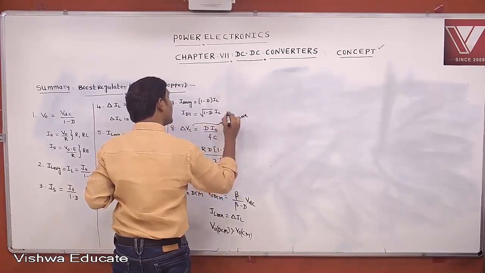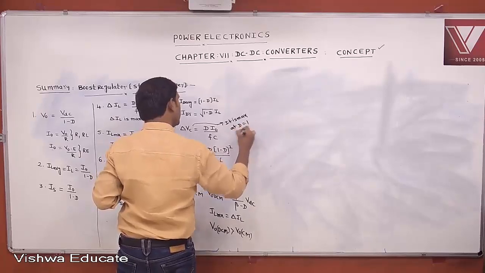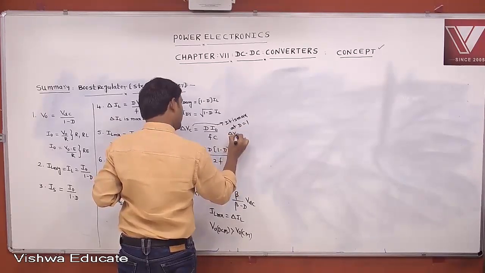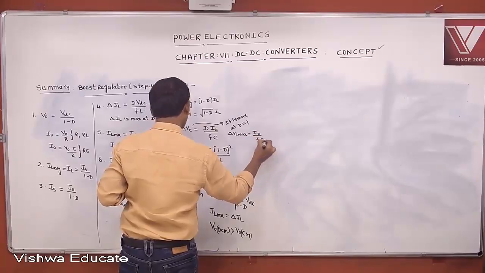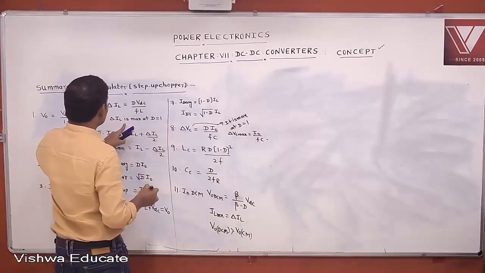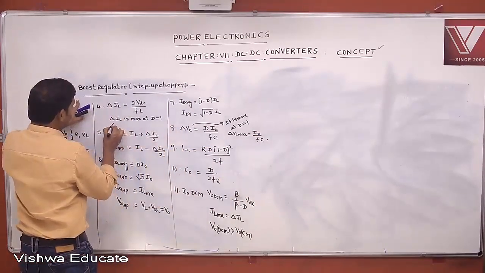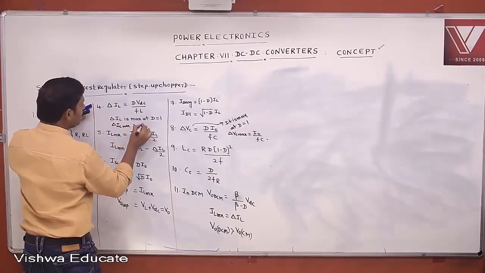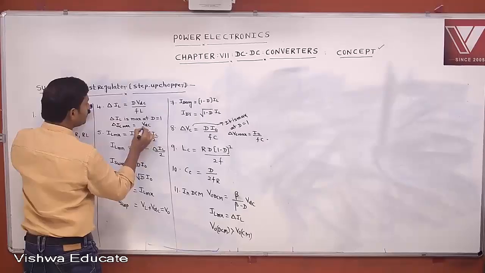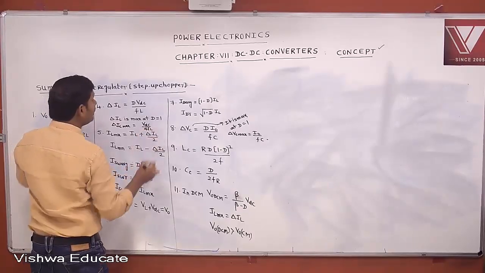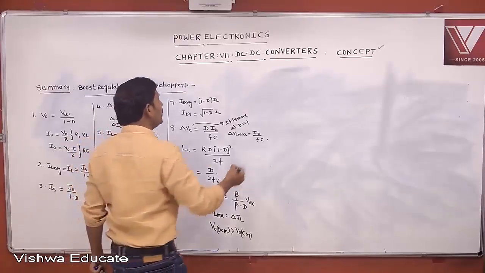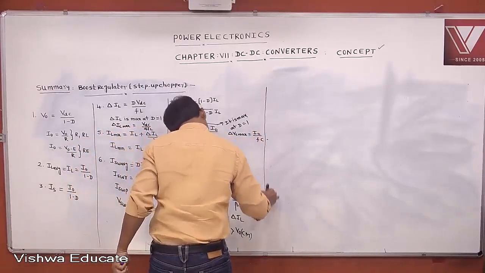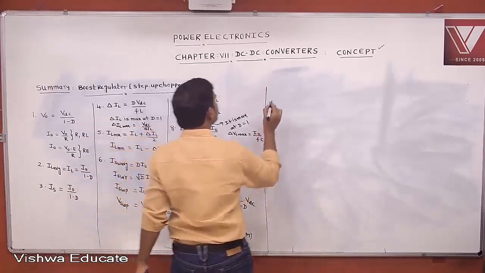Here delta Vc is maximum at D equal to 1. Then what is delta Vc max, you tell me? I naught by Fc. It is maximum at D equal to 1. What is delta IL max, you tell me? VDC by FL. Okay. This is under discontinuous mode. Next.